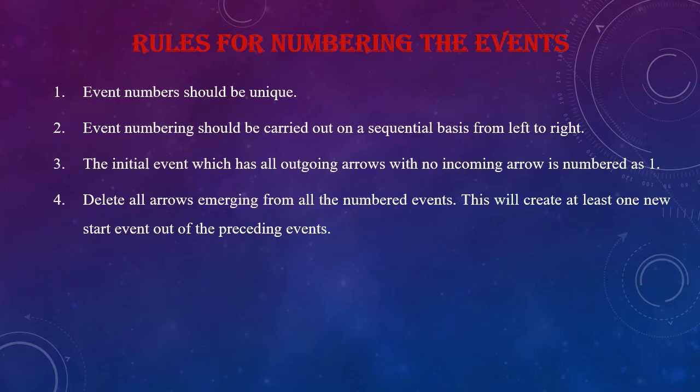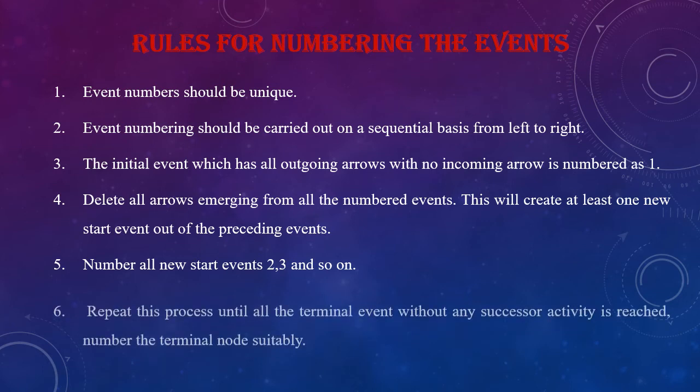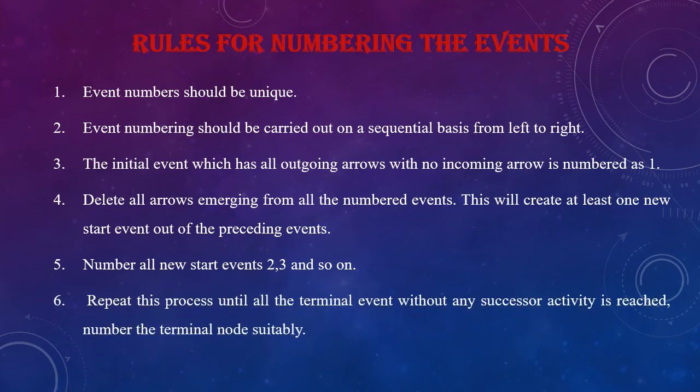Delete all arrows emerging from all the numbered events. This will create at least one new start event out of the preceding events. Number all the new start events as 2, 3 and so on. Repeat this process until the terminal event without any successor activity is reached. Number the terminal node suitably.